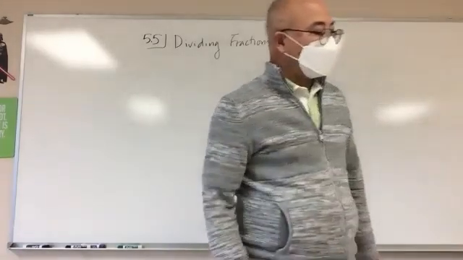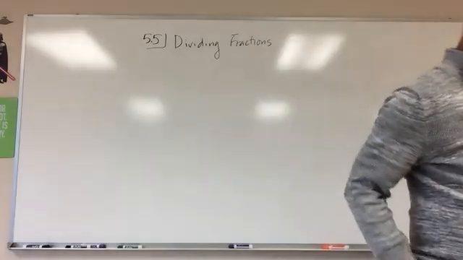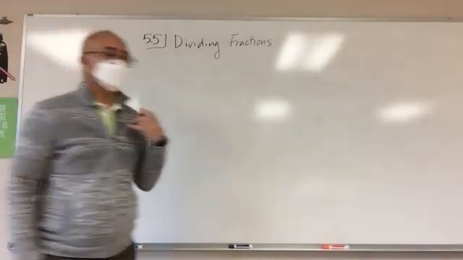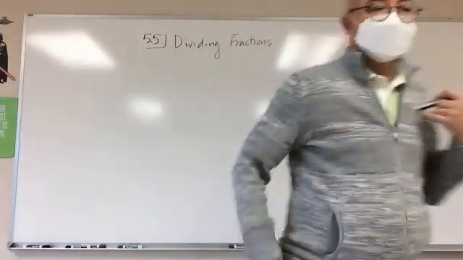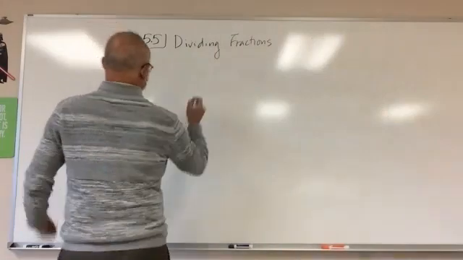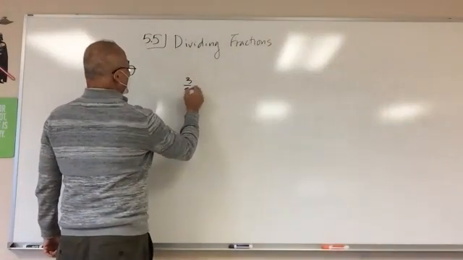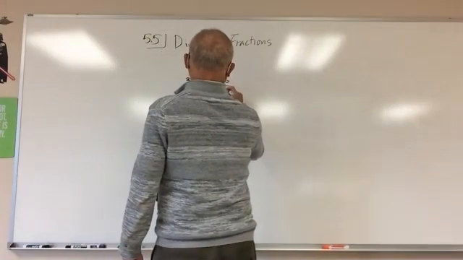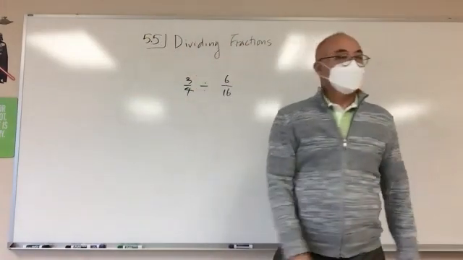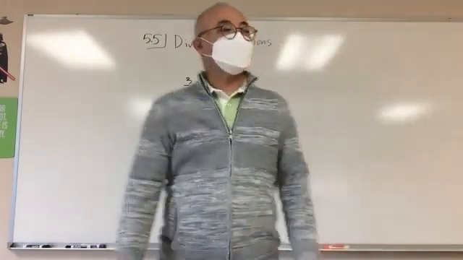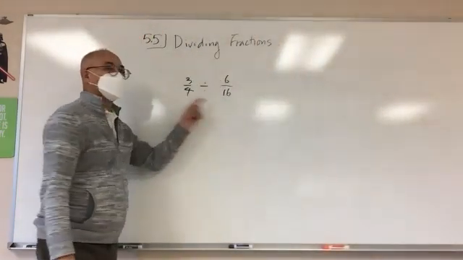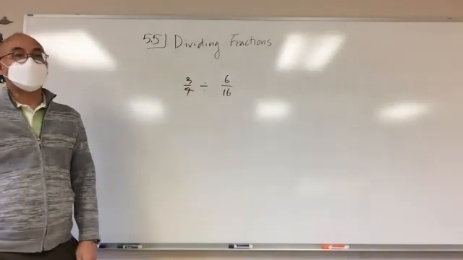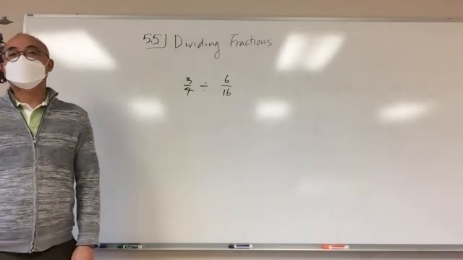Okay, so 5.5, we're talking about dividing fractions. And dividing fractions is exactly the same as what we did with multiplying fractions, except for one difference. Three quarters divided by, I don't know, 6/16. How do I do this? When I'm dividing fractions, what am I actually doing? I'm actually multiplying by the reciprocal, right?